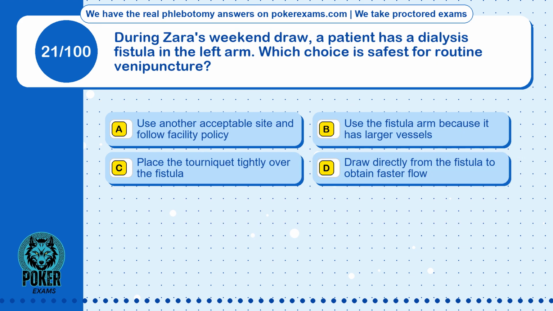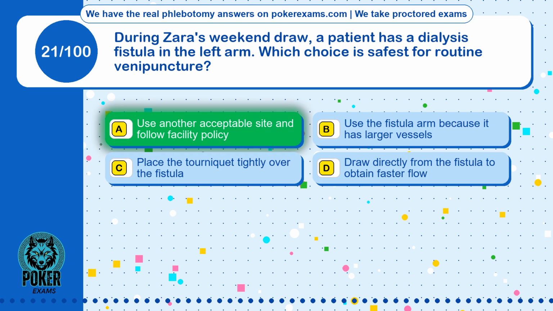Question 21. During Zara's weekend draw, a patient has a dialysis fistula in the left arm. Which choice is safest for routine venipuncture? Option A. Use another acceptable site and follow facility policy. Option B. Use the fistula arm because it has larger vessels. Option C. Place the tourniquet tightly over the fistula. Option D. Draw directly from the fistula to obtain faster flow.